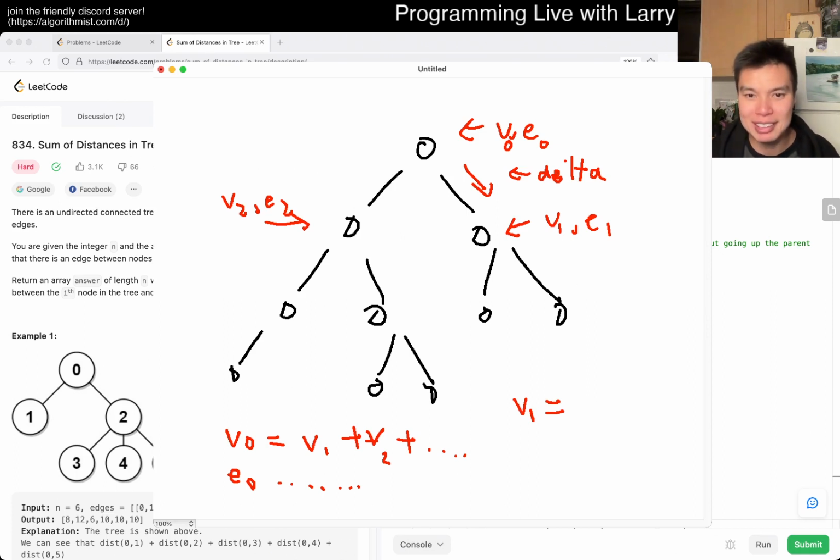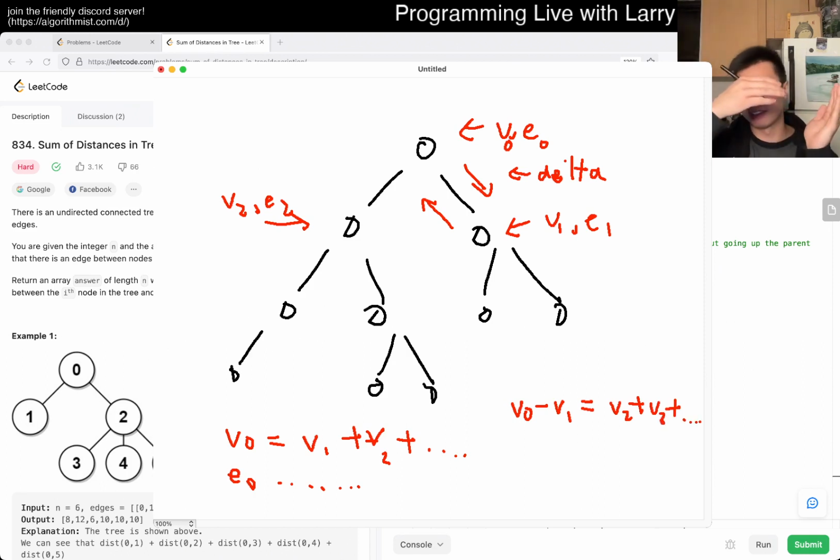maybe not V1, but let's just say we want to pass in the total if we were to root it at V1, right? So that means that, well, V sub 0 minus V1 contains all the edges, all the nodes that are on the left side, right? Like going up, right? Because V sub 0 will contain V sub 1 plus V sub 2 ... So let's just say V sub 2, but in theory, there are more edges, so it's equal to V sub 2 plus V sub 3 plus ... right? So that's the other side, right? Yeah.